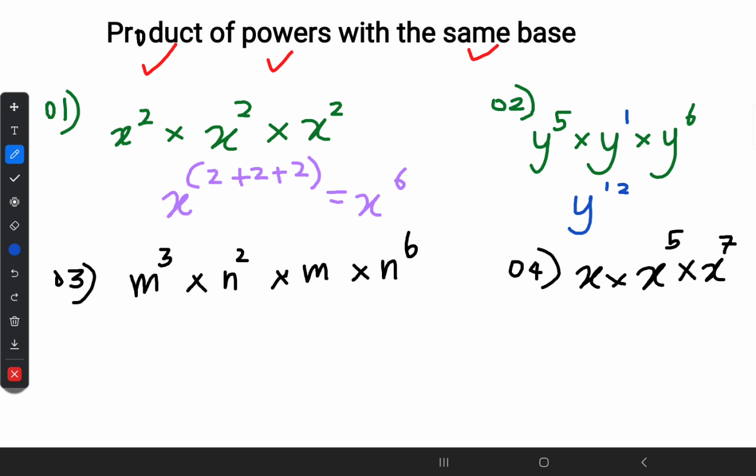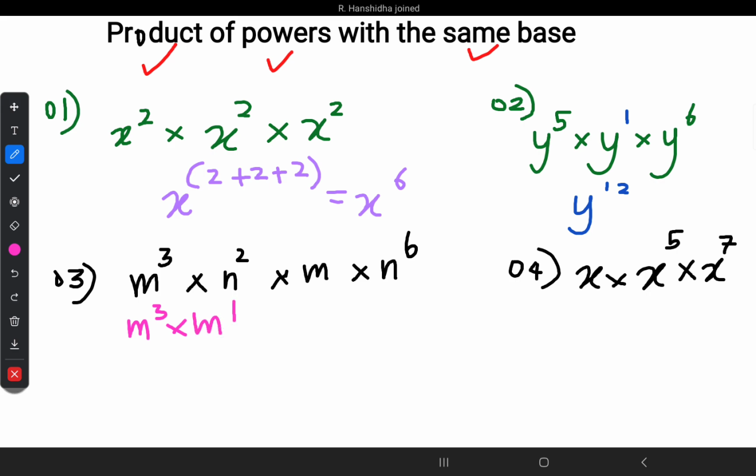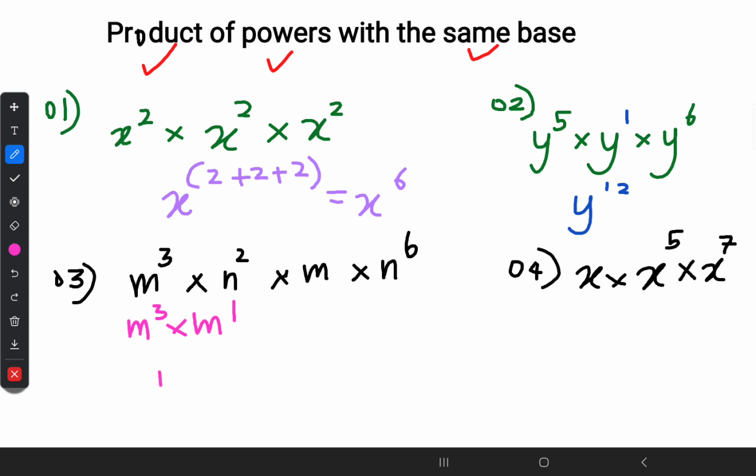Here look at this. There are two different bases. M cube and m are there. N square and n power of 6 are there. So you should do the operation between them separately. I will do m cube into m power of 1. So both are same bases. We have to multiply them. That means add the powers. 3 plus 1, it will become 4.